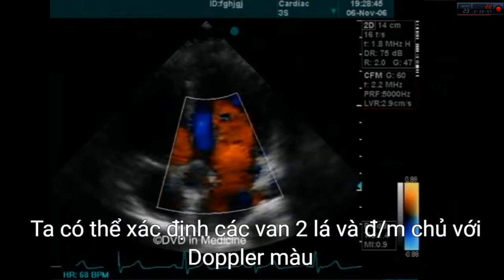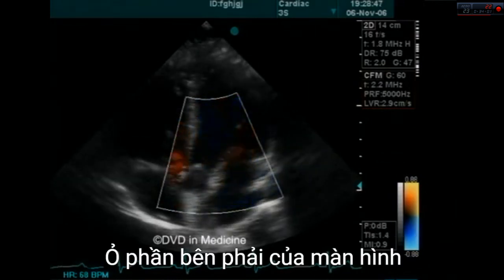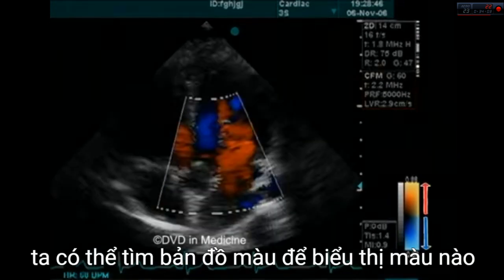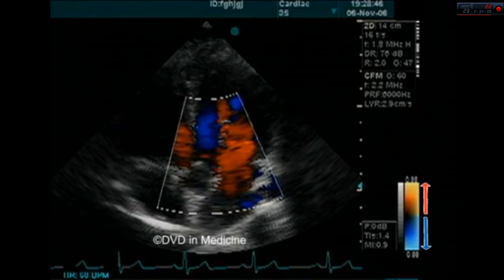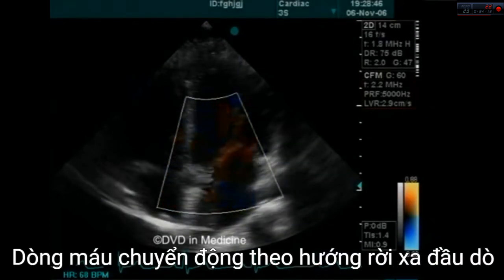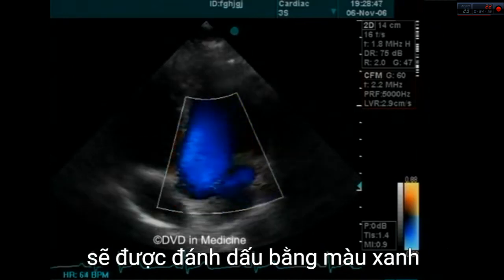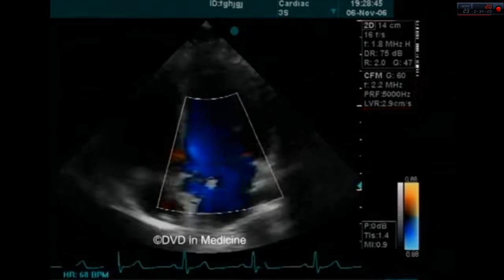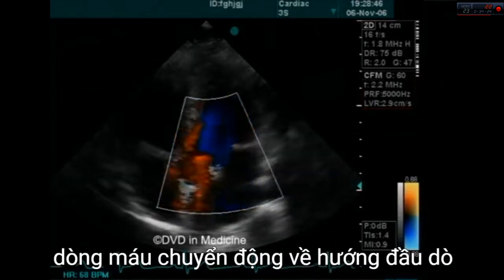One can evaluate the mitral and aortic valves with a color Doppler. On the right part of the screen, one can find a color map that demonstrates which color will correspond to which direction of the blood flow. The blood flow that moves in the direction away from the transducer will be marked in blue, and the blood flow that moves in the direction of the transducer will be marked in red.